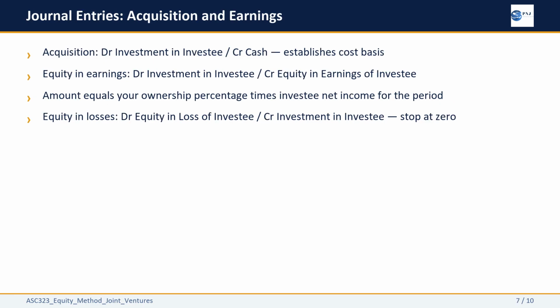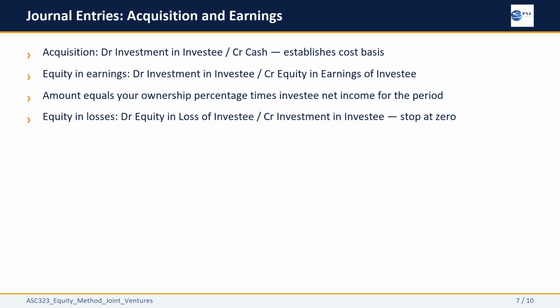Let us build the complete picture one entry at a time. When you first acquire an equity method investment, you debit the investment account and credit cash. That establishes your cost basis. Each period when the investee earns income, you debit the investment account and credit equity and earnings of investee for your proportionate share. When the investee reports a loss, you flip it. Debit equity and loss of investee and credit the investment account.